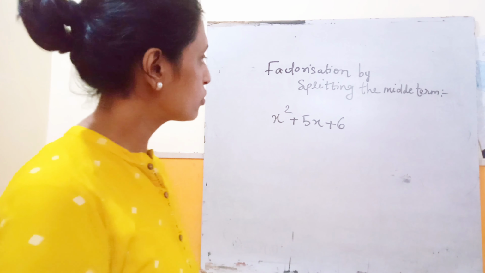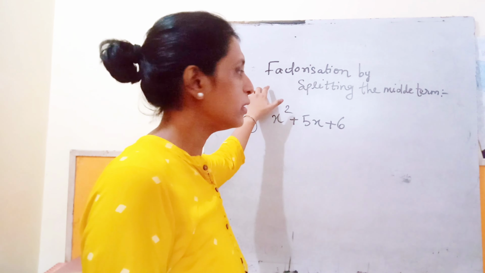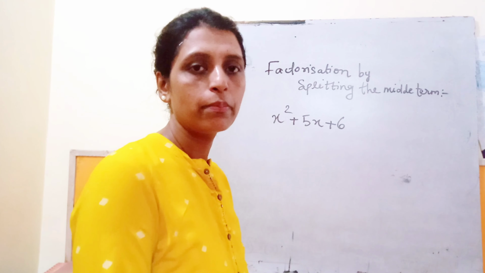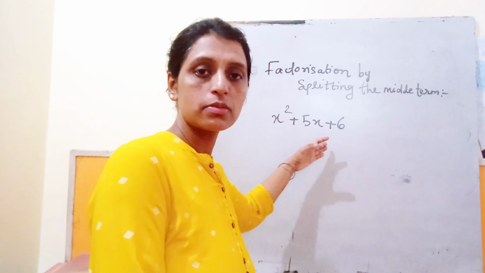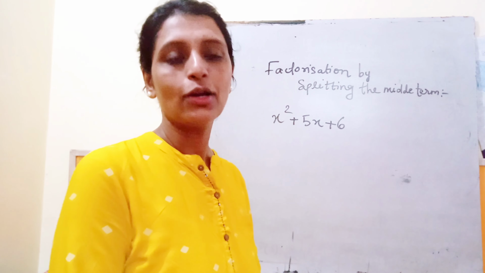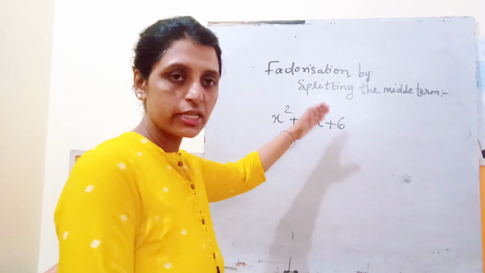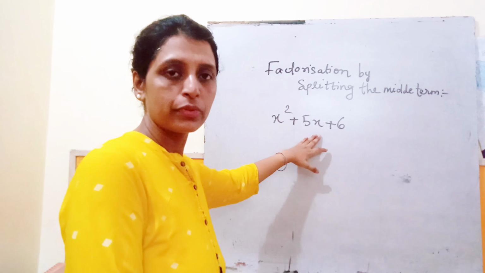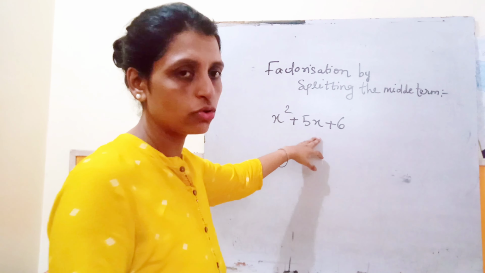Children, today I am going to tell you how we can factorize any algebraic expression by splitting the middle term. Basically, these algebraic expressions are trinomials. So by using the method of splitting the middle term, we can factorize them. So let's see how to do it.